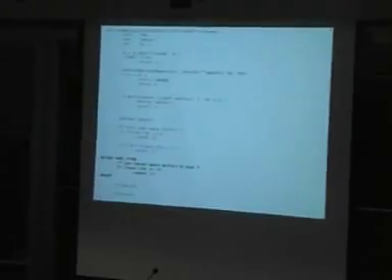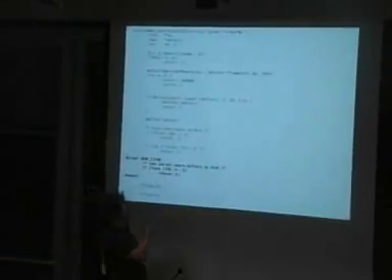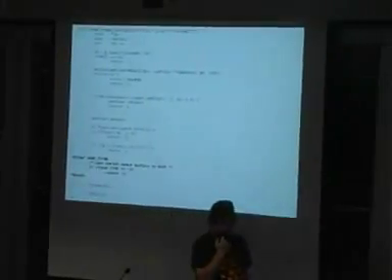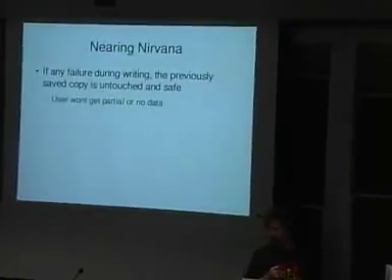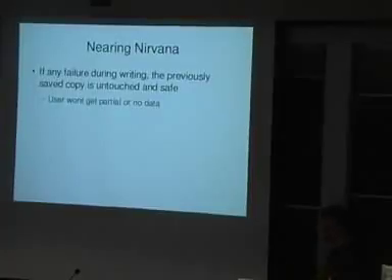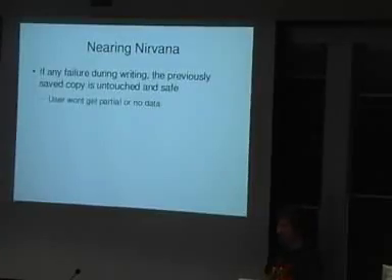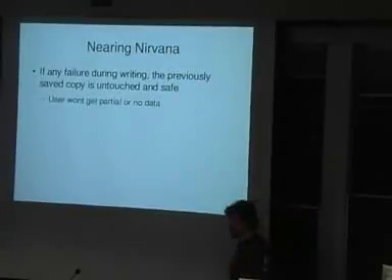So thanks library developers for perhaps not giving an option to save with sync. That would have been nice. And this is the actual little bit you're doing, fsyncing down there. So we're nearing nirvana. If we have any failure during writing, the previous saved copy is untouched and safe. So the user doesn't really get partial or no data.